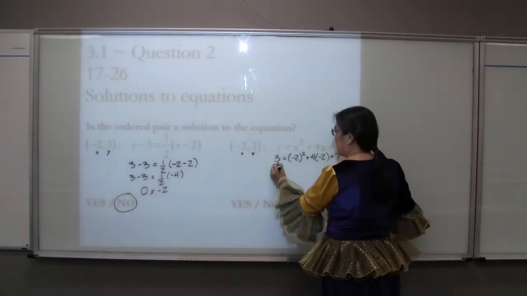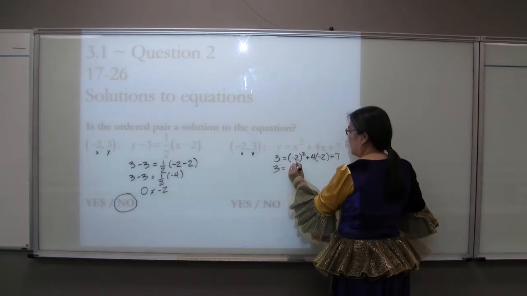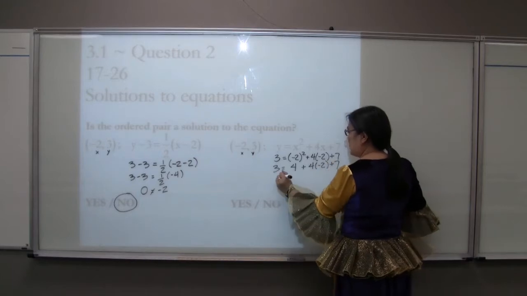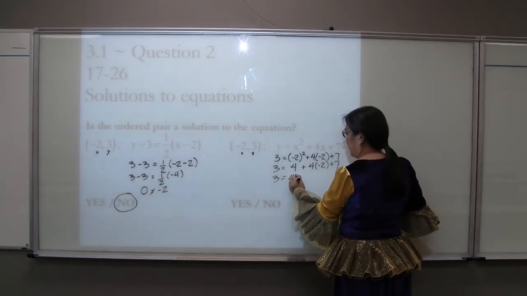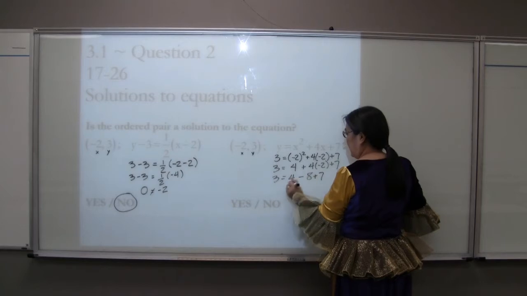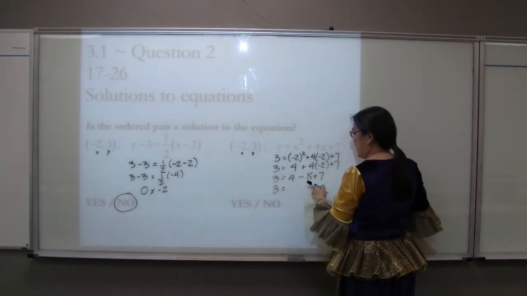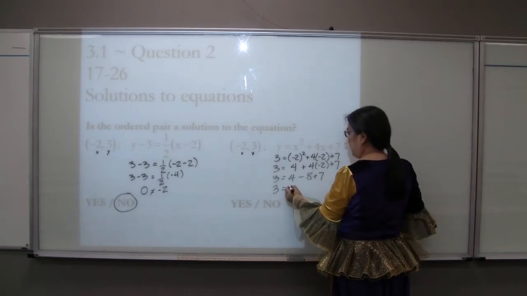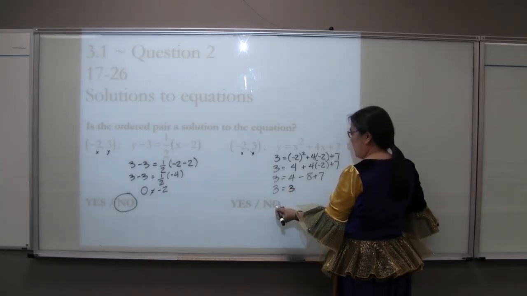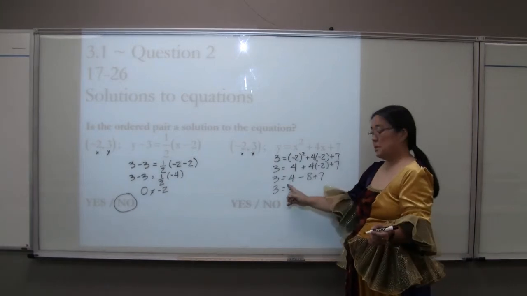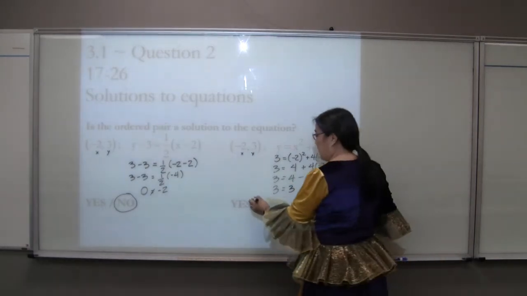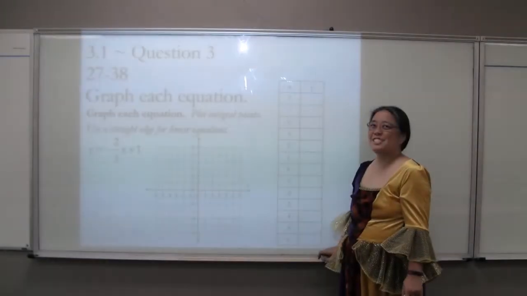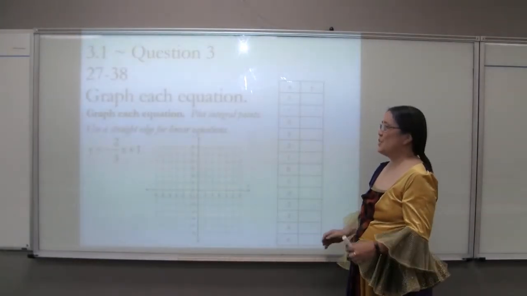Order of operations, exponents go first. Multiplication comes next. Adding and subtracting goes from left to right, just like we read. You get negative 4 plus 7. 3 does equal 3. Please do not use the does not equal sign. 3 does equal 3, so therefore we circle yes. Ta-da! Chapter 3, section 1, question 3.